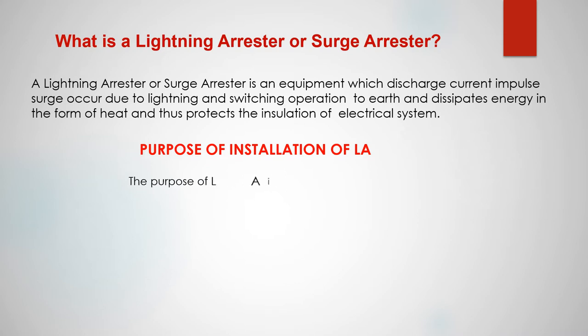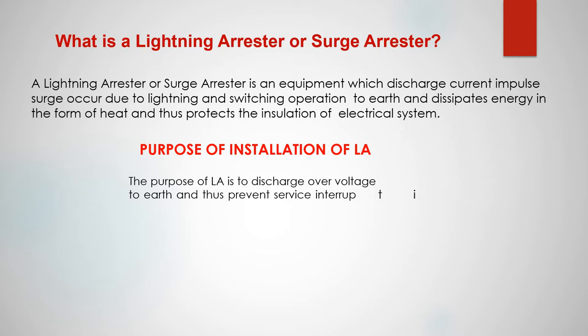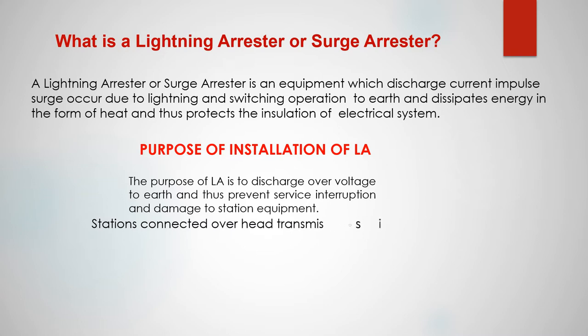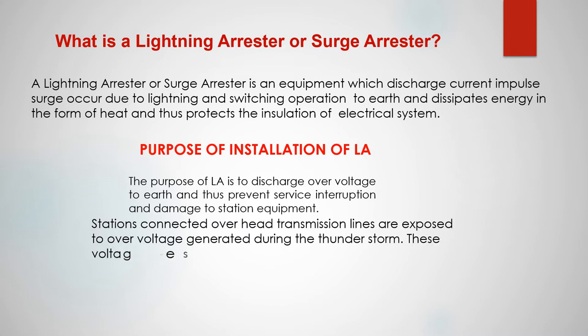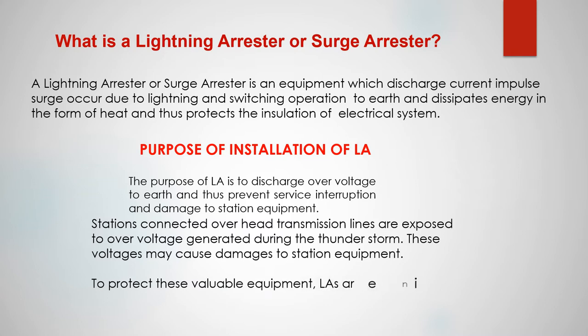The purpose of LA, the lightning arrester, is to discharge overvoltage to earth and thus prevent service interruption and damage to station equipment. Stations connected to overhead transmission lines are exposed to overvoltage generated during a thunderstorm. These voltages may cause damage to station equipment. To protect this valuable equipment, lightning arresters are installed between line and earth near the equipment to discharge the overvoltage to earth.